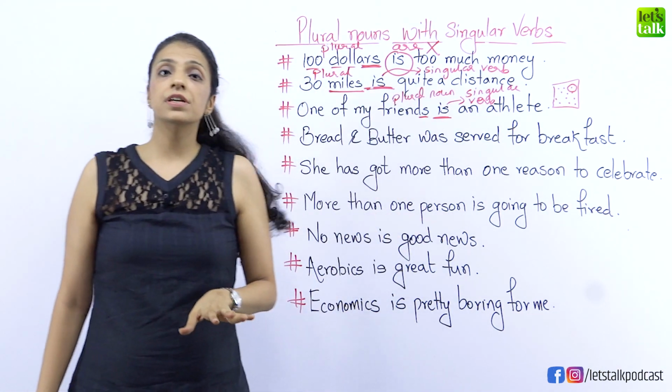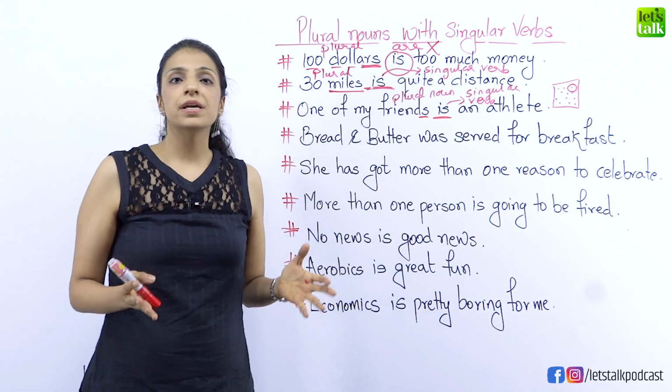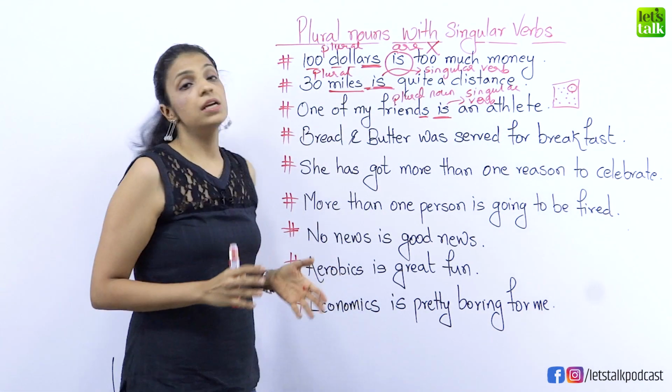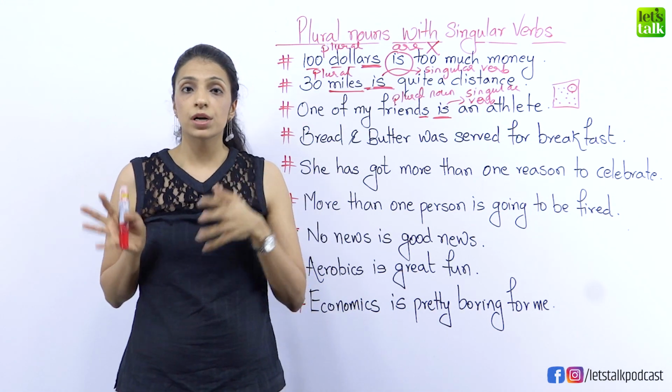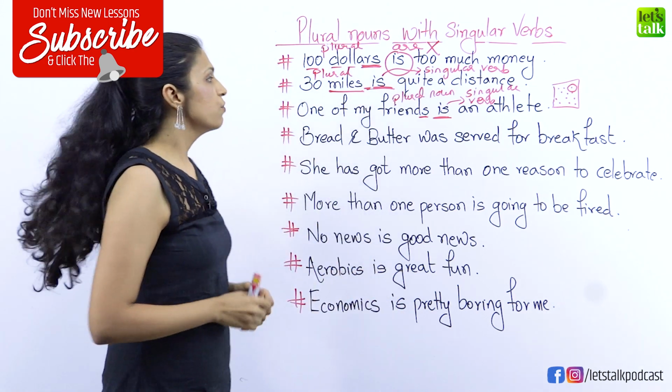I hope this is very clear to you. Well, I'm stressing on this because I've heard a lot of people making this common mistake. Okay, so don't do that. It's very simple. One of followed by the plural noun followed by a singular verb.